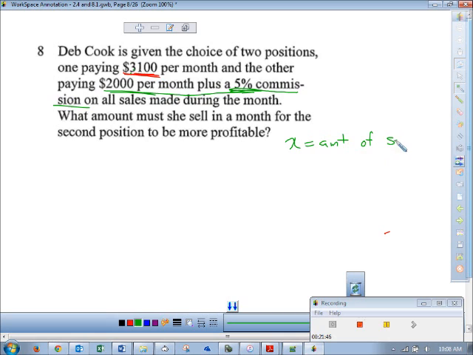And we're just dealing with 1 month here. Let's realize Y. It says what amount must you sell in a month. So they're just talking about 1 month here. That's all we're comparing. Cool? So let's do the easy option. I'll put it on the right side.